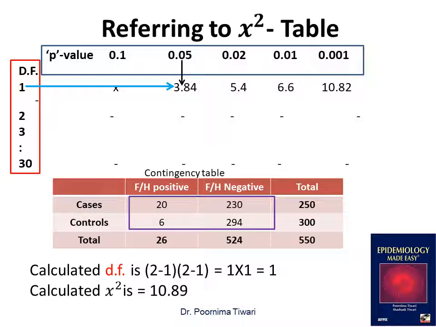Next, we see the 0.02 p-value. The chi-square in the table is 5.4. Ours is higher than that also. In fact, when we look under p 0.001, the chi-square given here is lesser than our calculated chi-square value. So our chi-square is higher than 10.82 also. That means the p-value is less than 0.001. So not just less than 0.05.